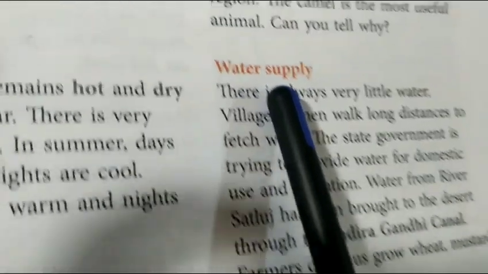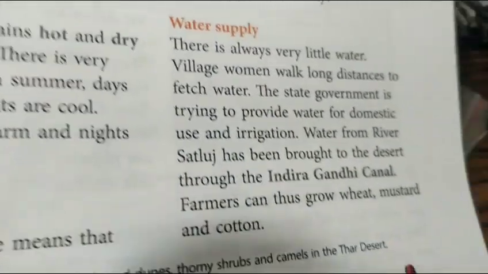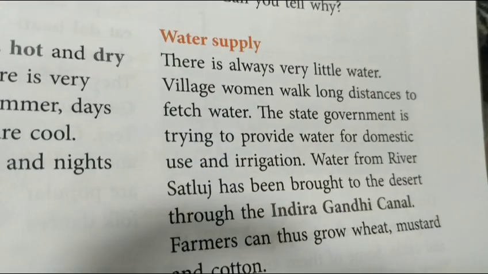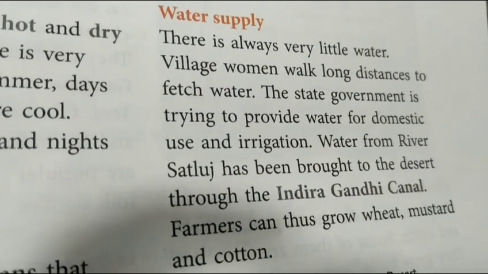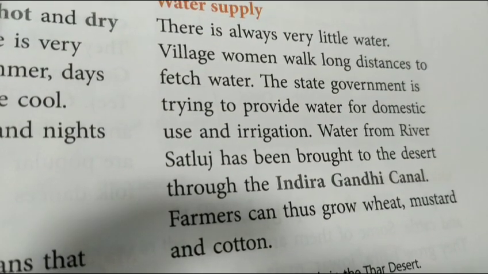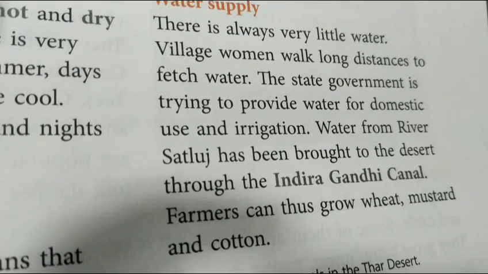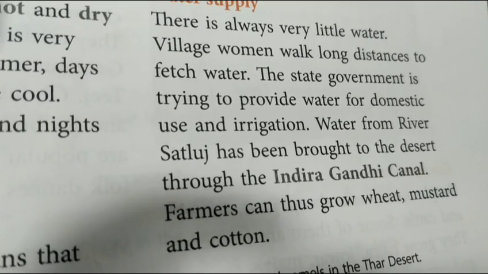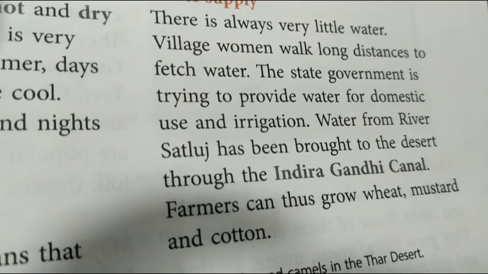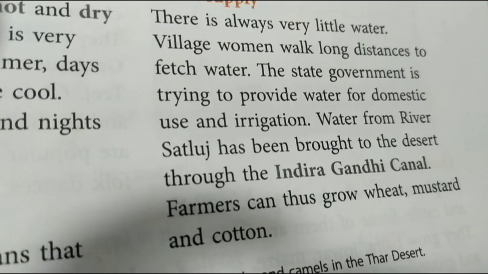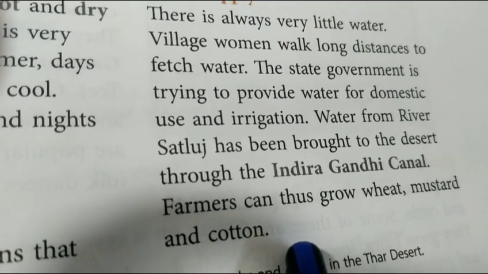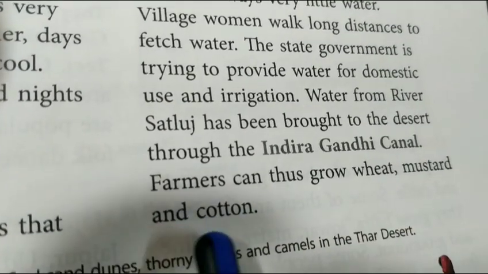The next topic is water supply, how they get the supply of water. There is always very little water. Village women walk long distances to fetch water. So the state government has provided some facilities of water for domestic use and irrigation. Tankers are also used. Water from river Satluj has been brought to the desert through the Indira Gandhi Canal. Farmers can thus grow wheat, mustard and cotton.